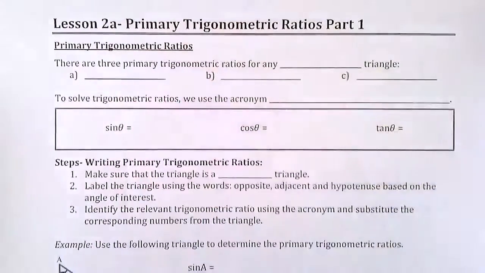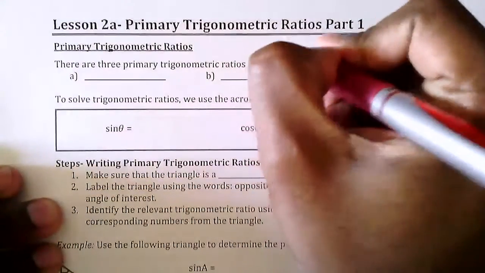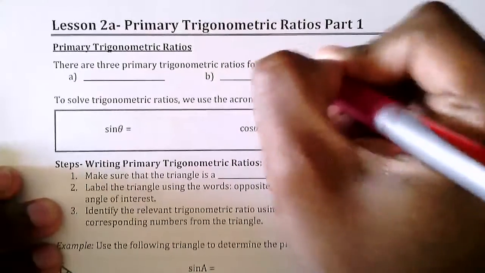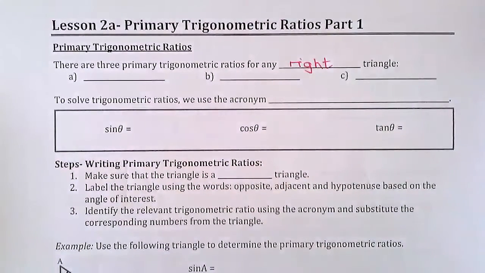So primary trigonometric ratios. There are three primary trigonometric ratios for any right triangle. I want to emphasize that a lot because we are going to eventually learn tools that can only be used for right angle triangles and tools that can only be used for obtuse or acute triangles. So you need to, in your head, kind of separate out these processes. Which tools can I use for which scenario? So there are three primary trigonometric ratios for any right triangle.